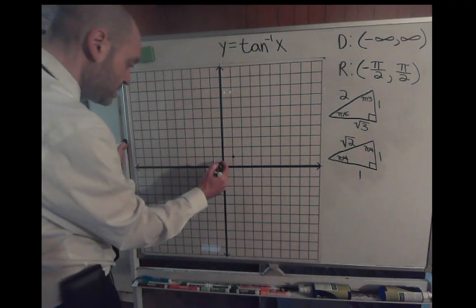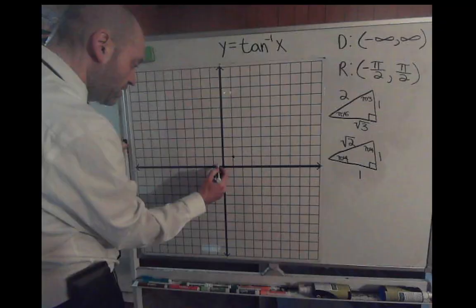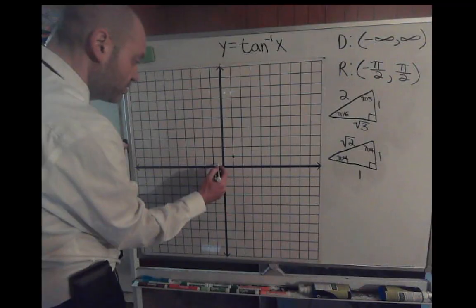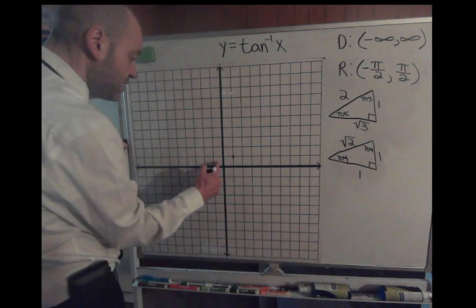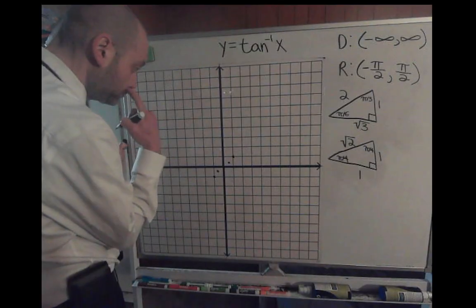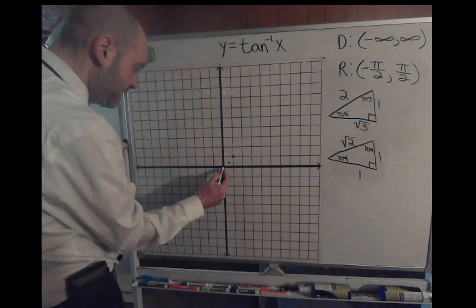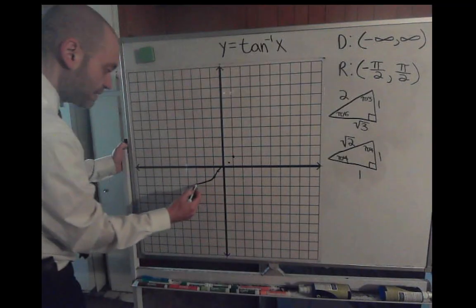So 0.58 is about in here. If we do the negative of that, that would give you about negative pi over 6. And then if you did it in the positive, that gives you about positive pi over 6. So your graph is going to look a lot like this.